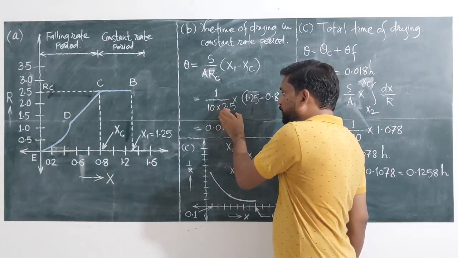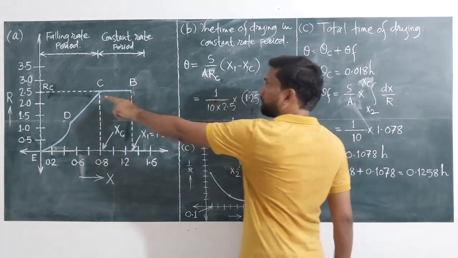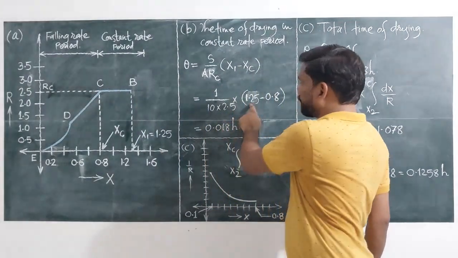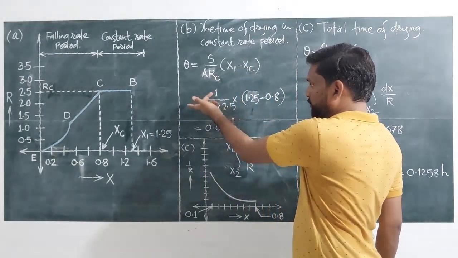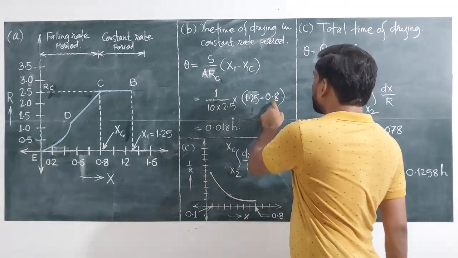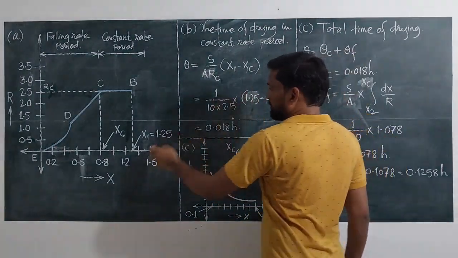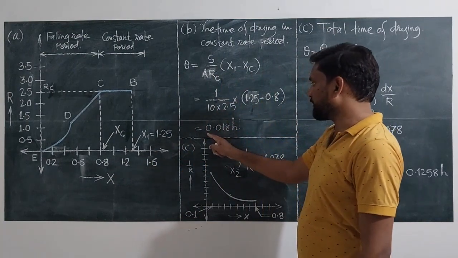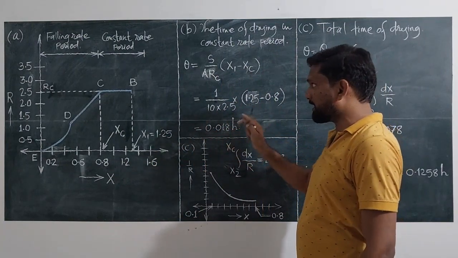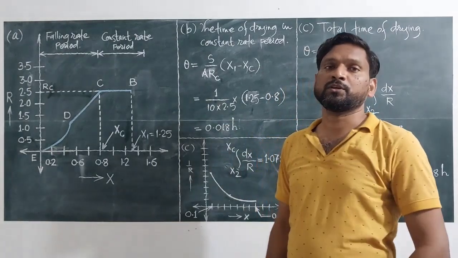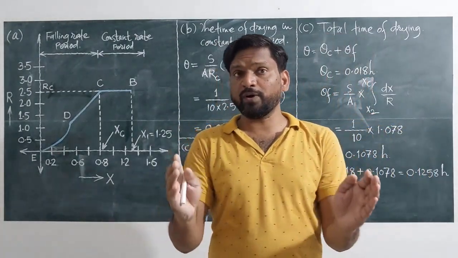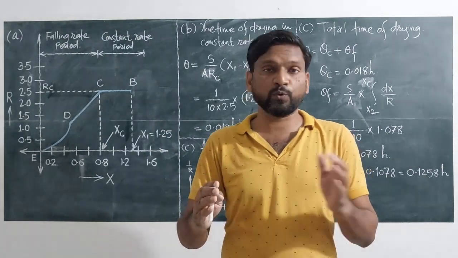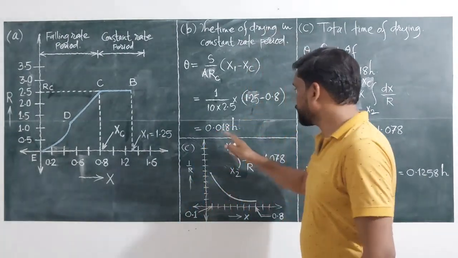Where did we get 2.5 for Rc? From the drying curve. 2.5 multiplied by 1.25, which is the value of x1, the initial moisture content here, and 0.8, the value of xc. Solving this, we will get 0.018 hour as the answer to part B of the question. So the drying time required over a constant rate period to dry the material from x1 to xc is 0.018 hour.